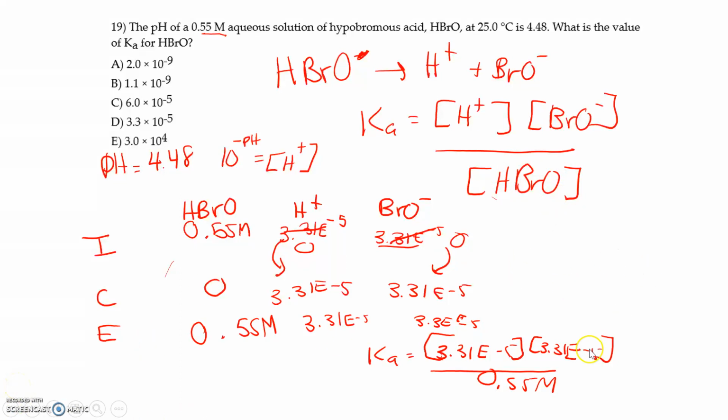Alright, so when I plug this into my calculator, I got 1.99 and a bunch of other digits, E negative 9, and the closest answer to that would be A, 2.0 times 10 to the negative 9. So that is the value of the Ka, or the dissociation constant, for the acid.